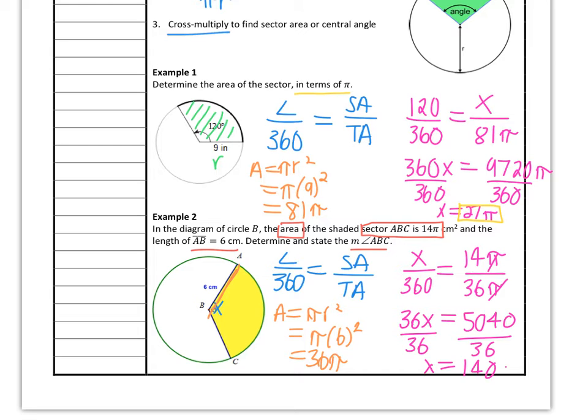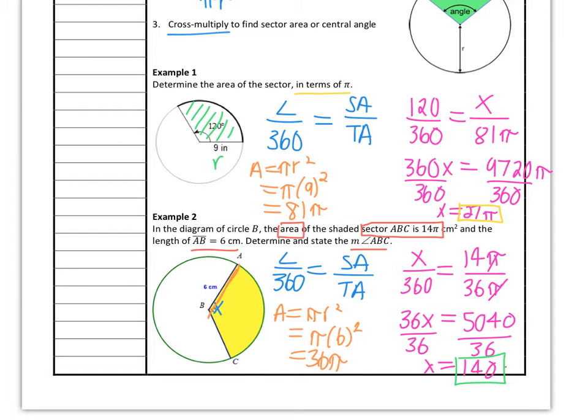So again, if I go back and check, does this answer actually make sense? My goal was to find this angle here that definitely looks like less than 180, because 180 would be half a circle. So 140 does make sense for this answer, right?